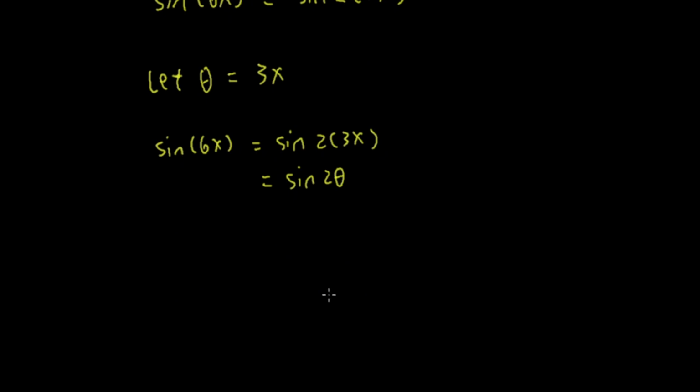What is the trigonometry identity for sin 2 theta? It is 2 sin theta cosine theta, right? Okay, since we let theta equal 3x, we have to replace theta with 3x. So that is equal to 2 sin 3x cosine 3x. Now, what is the trigonometry identity for sin 3x and cosine 3x? Let's write them here.